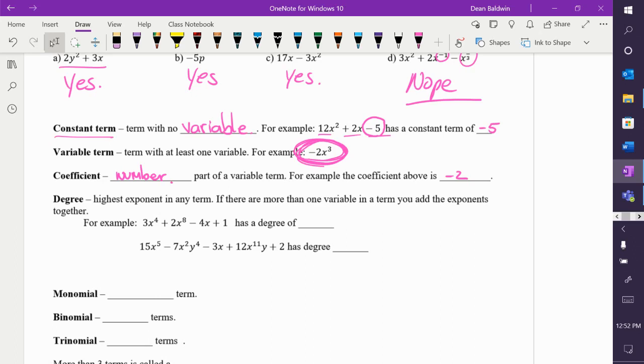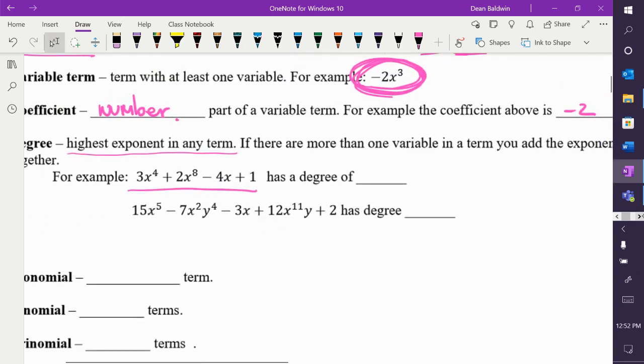Degree. This is kind of a bit weird. The degree of the polynomial is the highest exponent in any term. So the first thing you do is look at your polynomial. What's the highest exponent in here? 8, right? So that means the degree of that polynomial is 8.